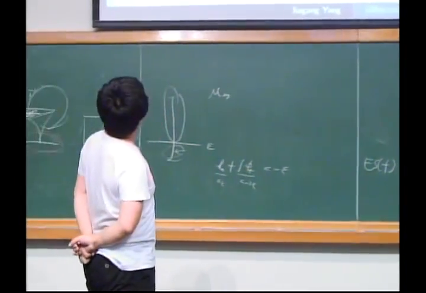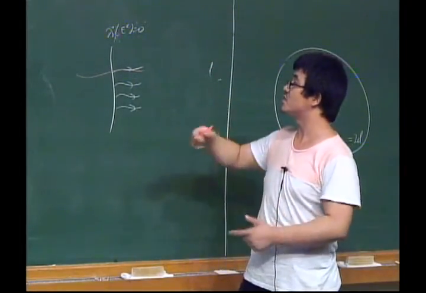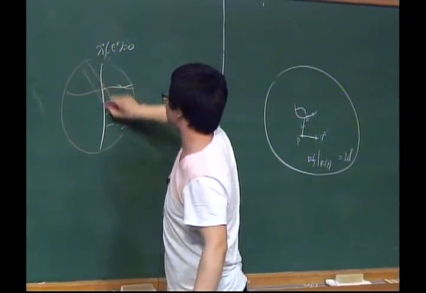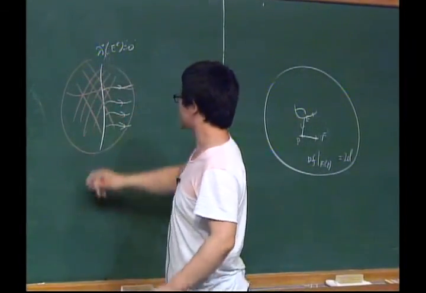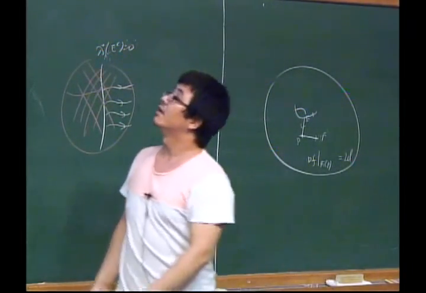To show that the disintegration, anyway, this system is C1 plus alpha, but the disintegration along the unstable lamination is absolutely continuous. If it's absolutely continuous on the unstable direction, and along the flow direction you can move it, so this measure is absolutely continuous with respect to the CU direction. Okay, you have good density along the CU direction, and you have a stable direction, so you get a physical measure.